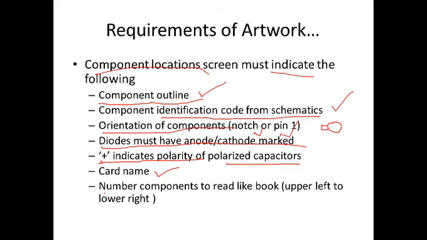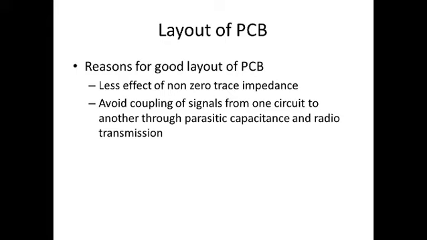Okay, next, number the components to read like a book. Whenever you are reading something from your book, you are starting from the left side, going to the right side, and you are starting from the topmost corner and going to the bottom left corner, bottom right corner. Like that, whenever you are numbering the components in your circuit, you have to number it like this. Okay, so these are some rules which are given for the artwork.